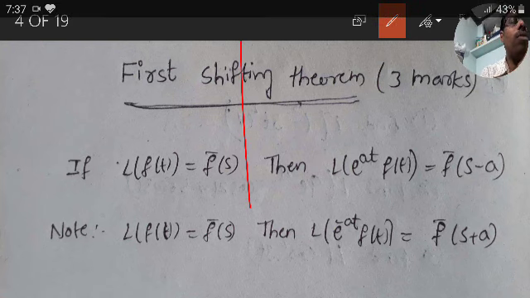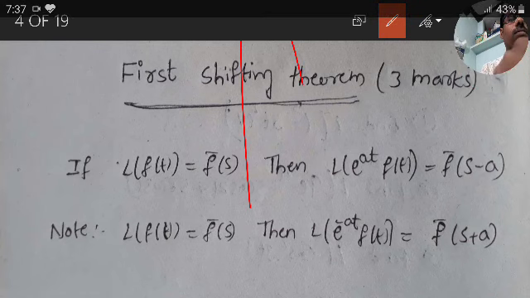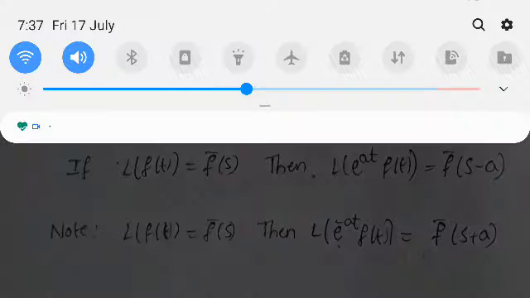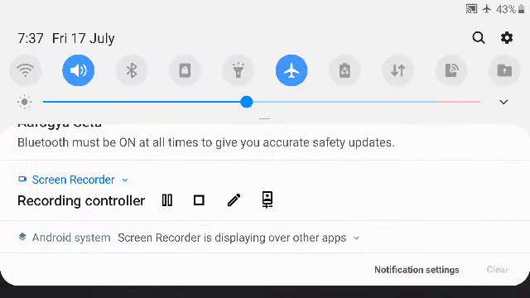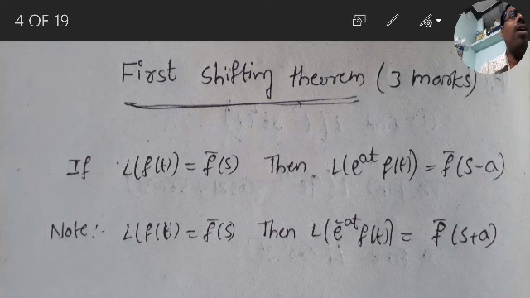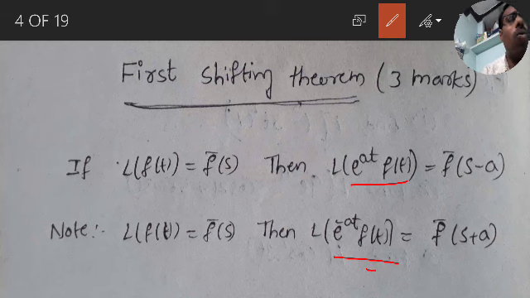So let me erase all these things, erase this, let me put in aeroplane mode so that no disturbance comes. So what I am telling is just like the product rule. What is that?